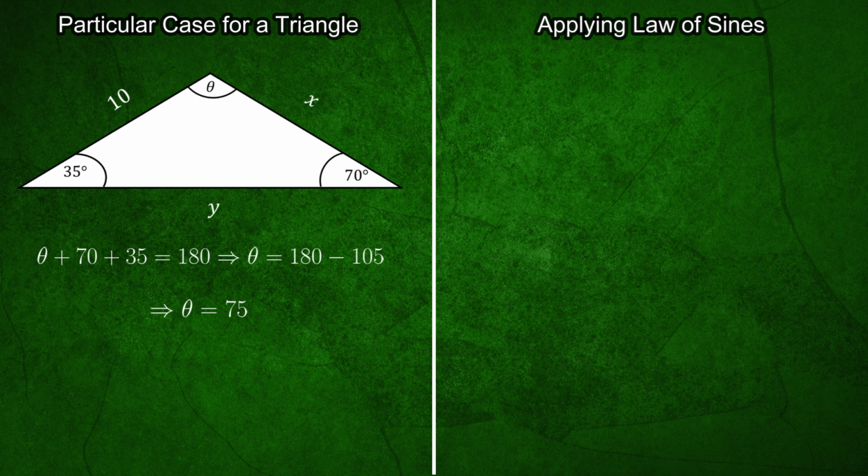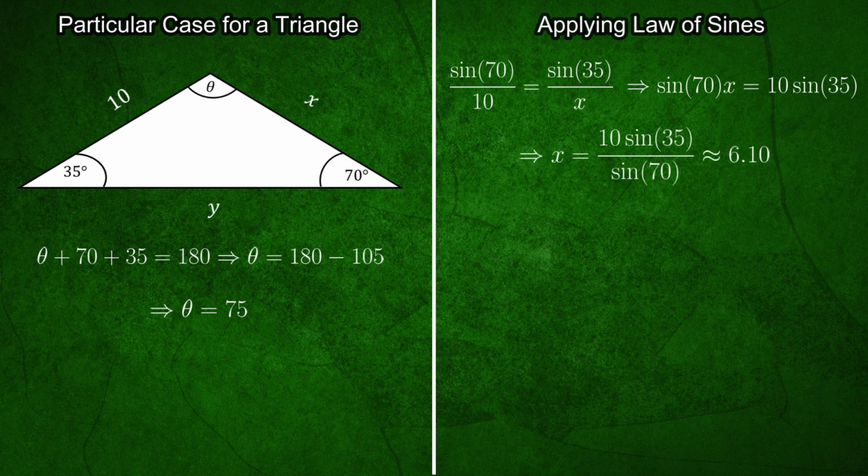Now, by using the law of sines, we can find the side x, knowing that sine of 70 degrees divided by 10 will be equal to sine of 35 degrees divided by x. And if we solve for x, we get that x is equal to 10 times sine of 35 divided by sine of 70 degrees. We only need to substitute for getting the actual value.